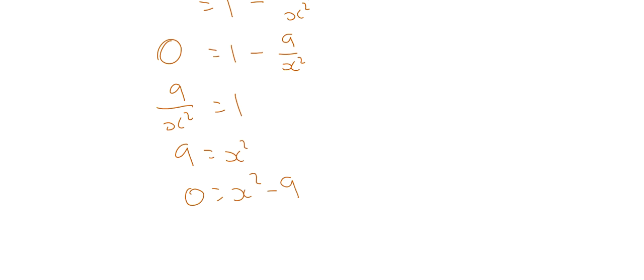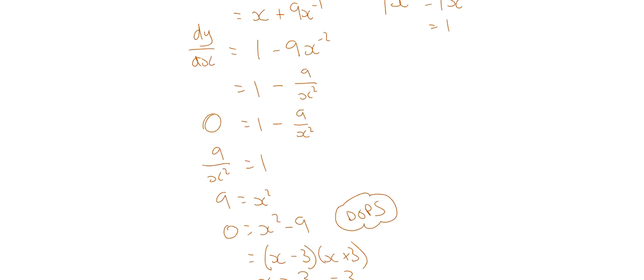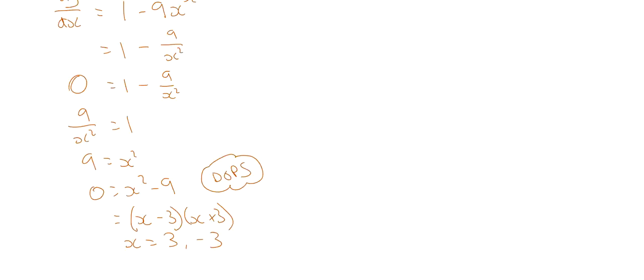I'm going to give you a second to recognize this special pattern. Hopefully you recognize that it's difference of two squares. It's something squared minus something squared. So this is (x minus 3)(x plus 3), which means the answer is 3 and -3. So this is saying that the x coordinates of the turning points are 3 and -3.